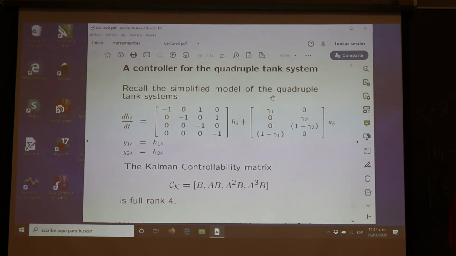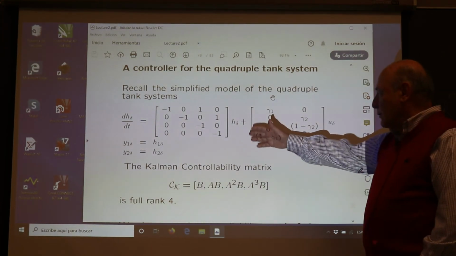And here's a controller for the quadruple tank system in the linearized version. It's also a multivariable system, as we saw in the first lecture.